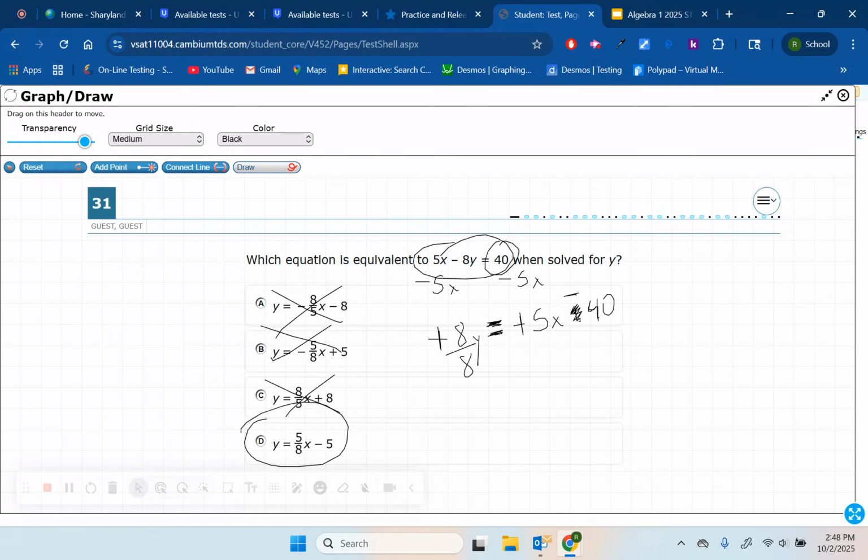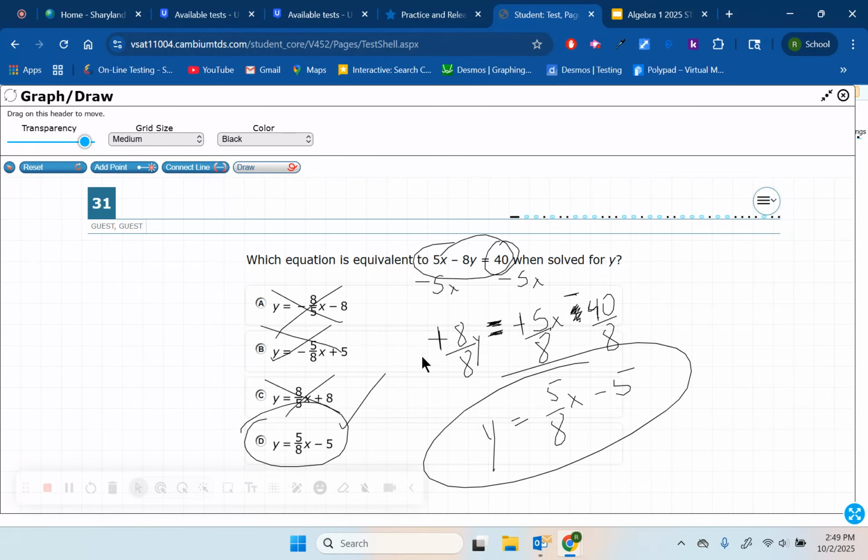But let's go ahead and divide everything by 8. So y equals 5/8 x minus 5. And there it is. Check. You're done. Now another way to do this is to make x equal to 2. It's called plug in a number. And then y equals 3.